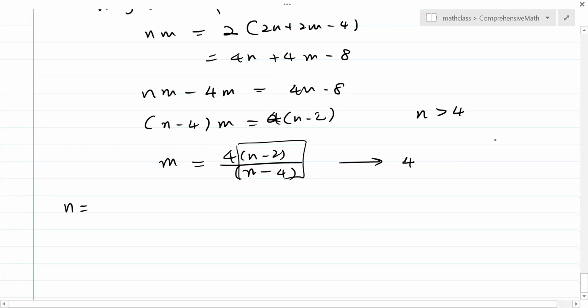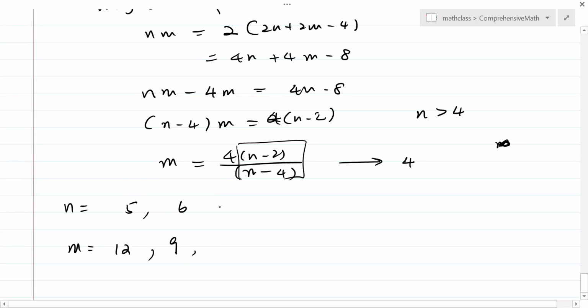So for positive values of N, let's write down the numbers for M. N is greater than 4, so begin with 5, then let N increase. When N equals 5, M is 12. You can do the calculation. Then when N is 6, M is 9, that's decreasing. M eventually decreases.